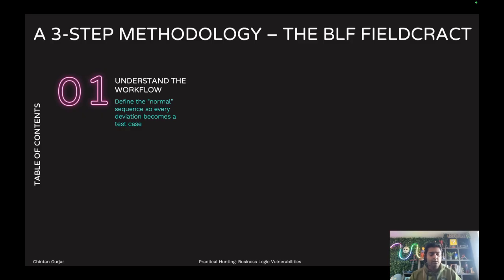Okay, so you are just using a feature as a normal user and trying to create a hypothesis in your mind. Whatever is a normal sequence, if you find a deviation, that becomes your business logic flaw. And that deviation is something which we call a misuse. I'm going to talk about that in a little bit more detail in the next slide.